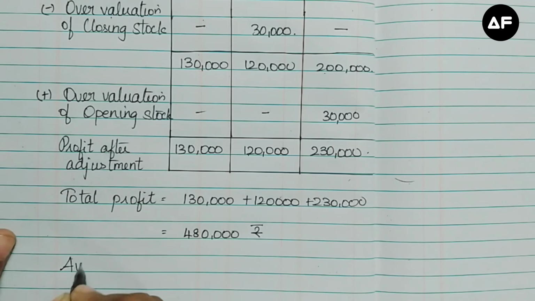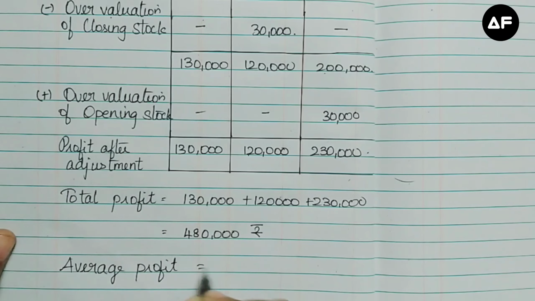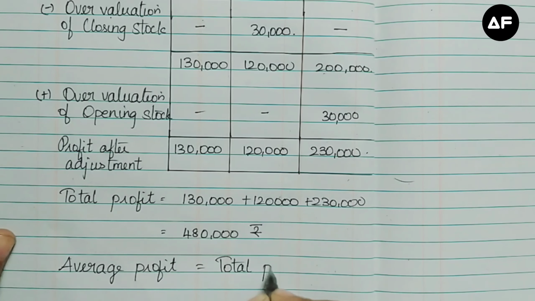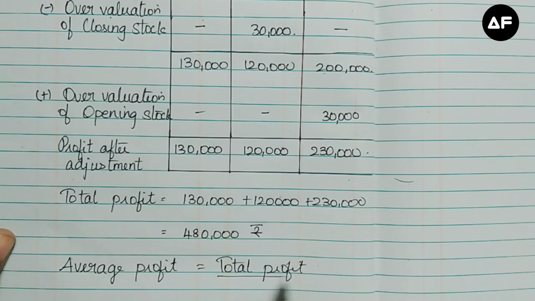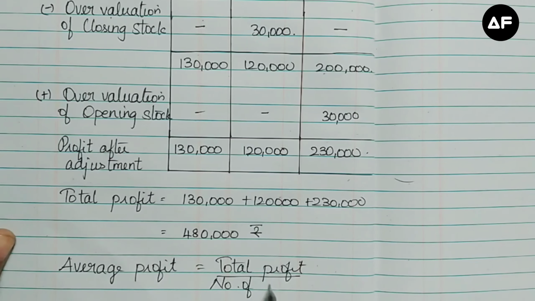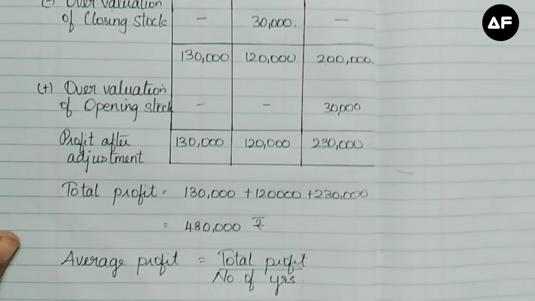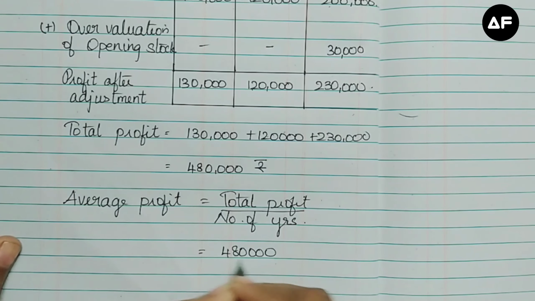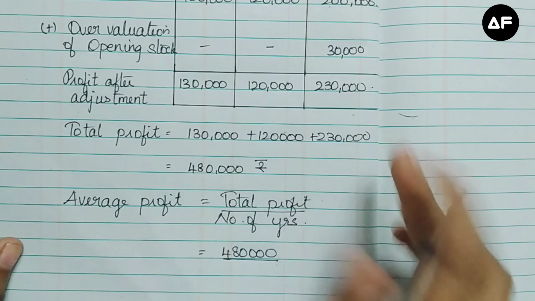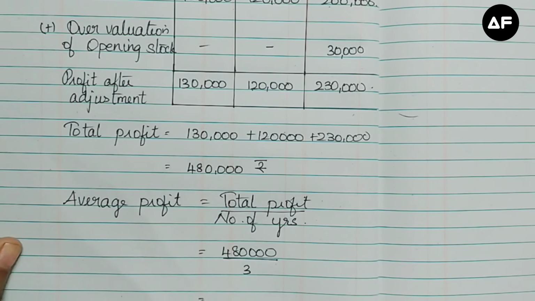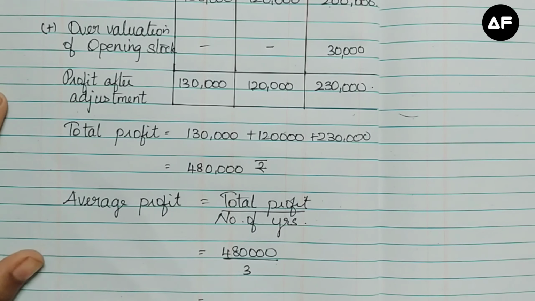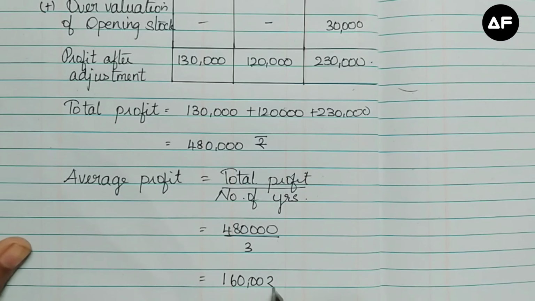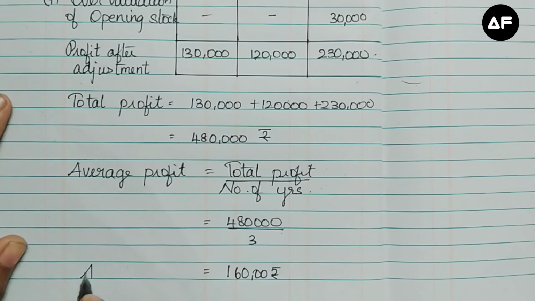Our next step is our average profit. So average profit can be calculated from total profit divided by the number of years. So the total profit which we have got is 4,80,000 divided by 1, 2, 3 years. So 3 years. So that will give me an answer of rupees 1,60,000. So 1,60,000 is going to be my average profit.